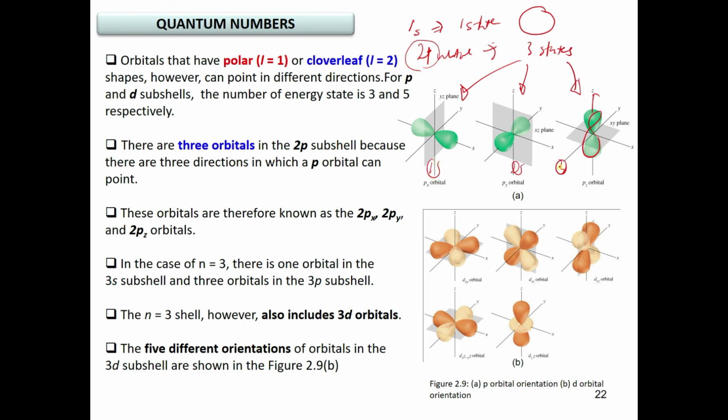Meanwhile, for n equal to 3, along with 3s and 3p, it also has the 3d orbital, which has 5 different energy states: 1, 2, 3, 4, and 5. Why is it a 3D region? Because, as we know earlier from the theory by Schrödinger, the electron resides in an atom in a probability region. So this 3D orbital is the probability region of finding the electron.